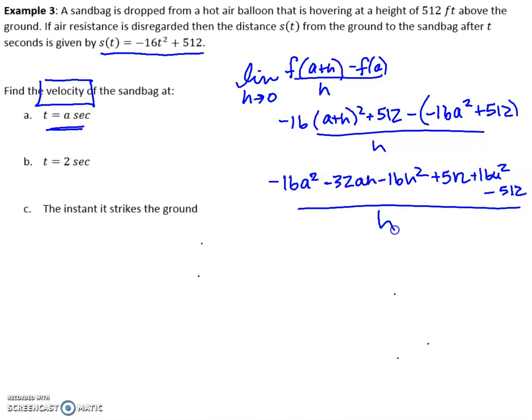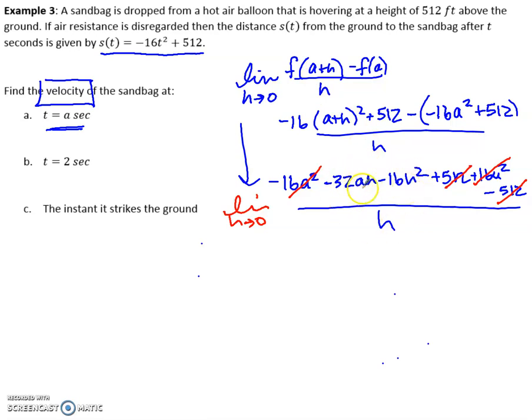And all of that is still over h, and I'm still looking for the limit. Now here's some cool things that happen. The negative 16a squares cancel, the 512s cancel, and we end up with this. Now remember, the problem with doing a limit is if I actually try to plug in 0 from the very beginning, I get 0 over 0.